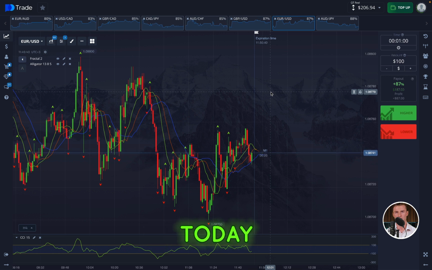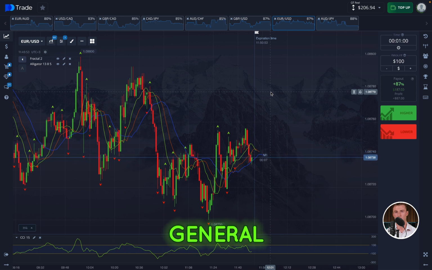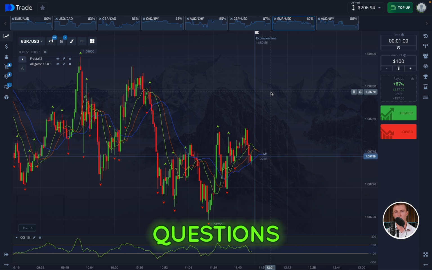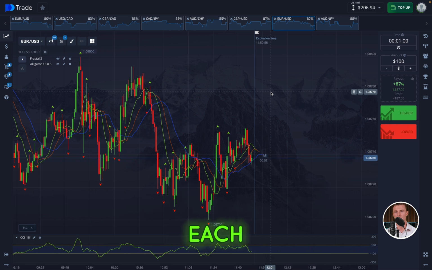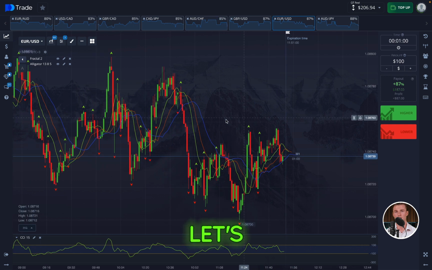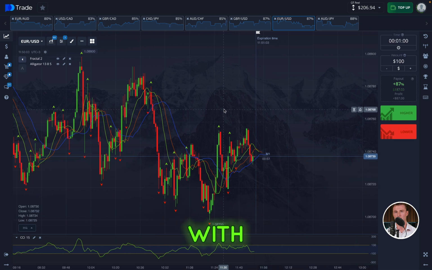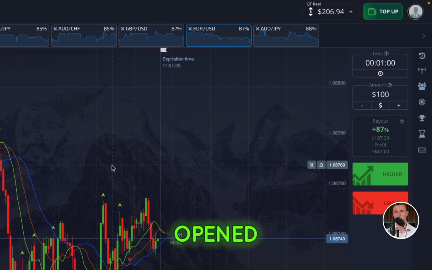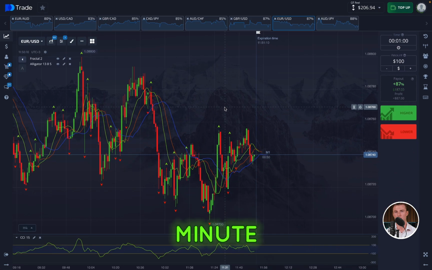Also mandatory today is the overbought and oversold area. We will also monitor the oscillator's moving line and the exits of its moving line from one area or another. In general, I think there should be no questions since I will try to explain each trade in detail. Let's start trading today, starting with a deal of $100. All trades will be opened in the 1 minute time frame.